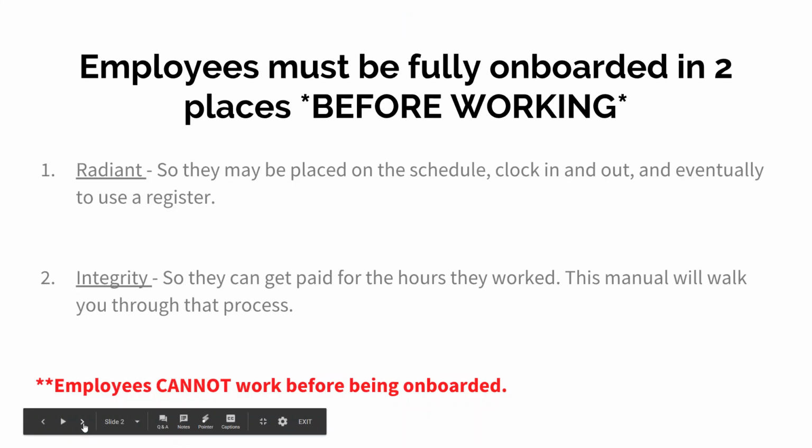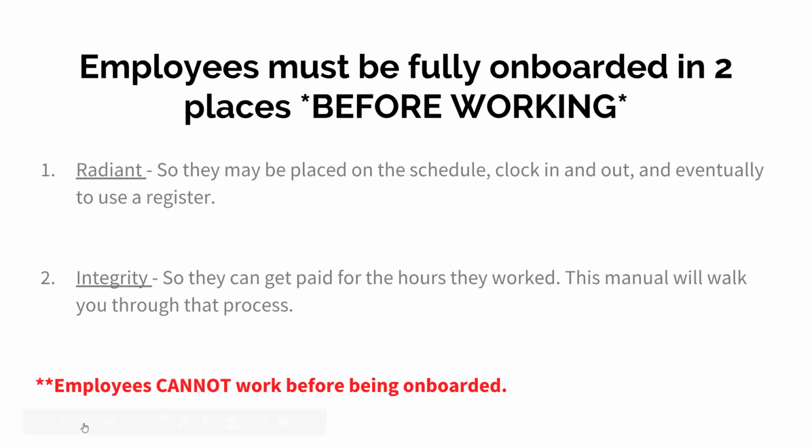My slide will move. Okay, so employees must be fully onboarded in 2 places before they start working, okay? So no one should start working for us until they've been put in Radiant. And they must be also onboarded into Integrity so they can get paid for the hours they worked. In addition to, they're going to be covered if they sustain any injuries, okay? So we want to make sure that they're entered in Integrity. So they cannot work before being onboarded.